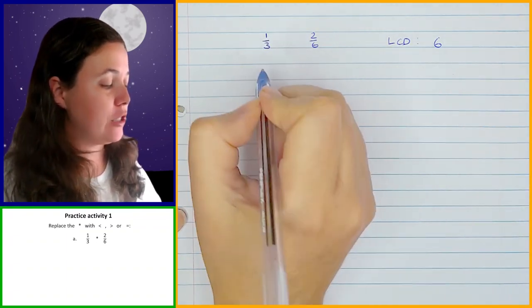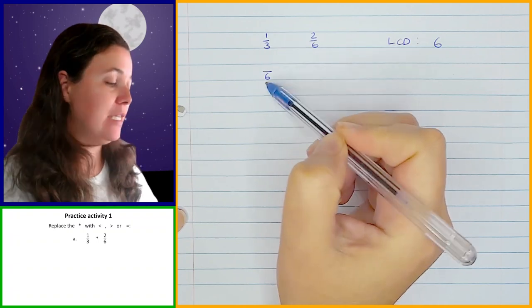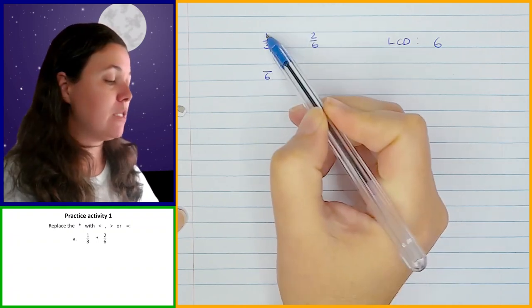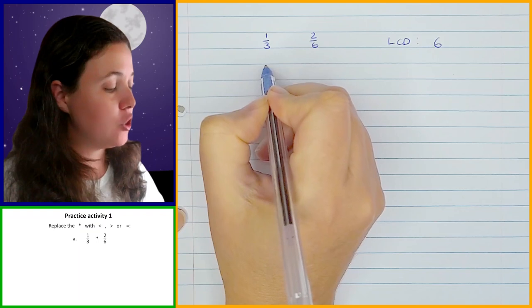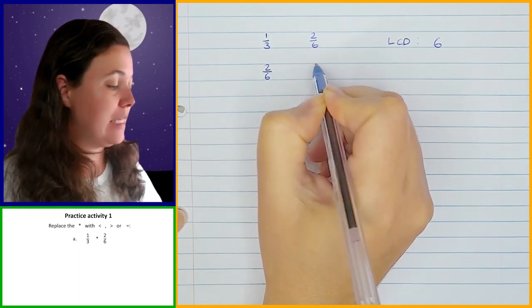So 1 over 3 is going to change to something over 6. How do I get 3 to change to 6? I need to multiply it by 2. So I need to multiply the numerator by 2 as well, and that becomes 2 over 6. This is already over 6, so it doesn't change. So it stays 2 over 6.